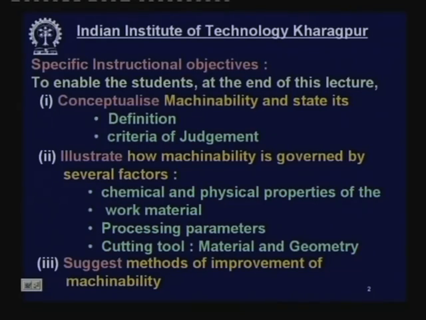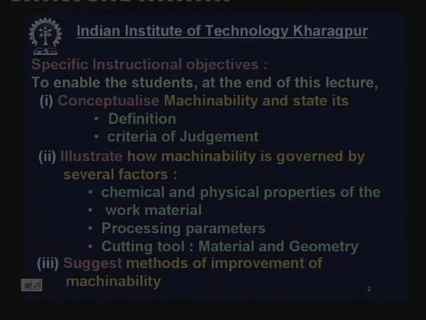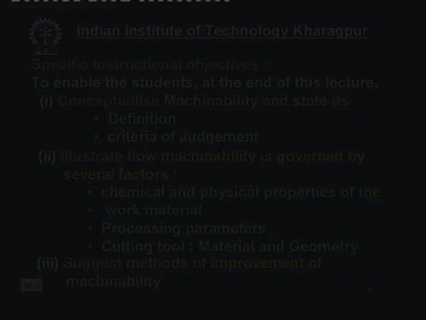Next, the students will be able to illustrate how machinability is governed by several factors: chemical and physical properties of the work material itself, the processing parameters like cutting speed or velocity, feed, depth of cut, etc., cutting tool, its material and geometry.